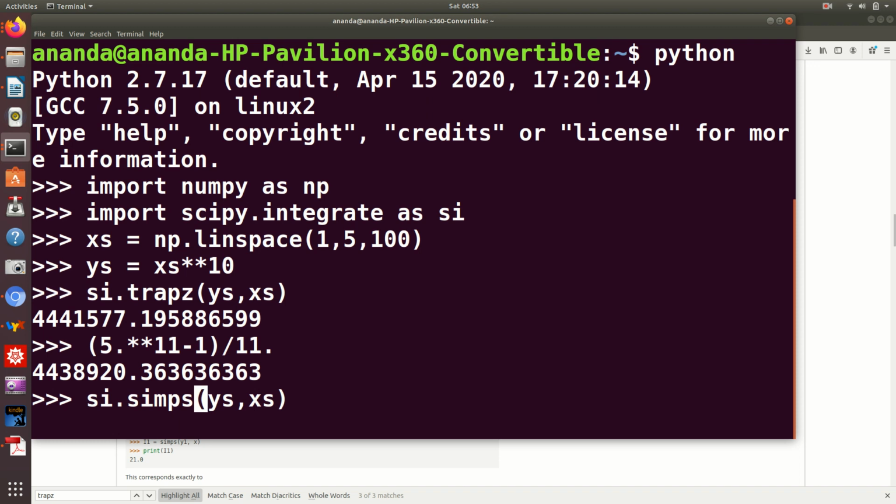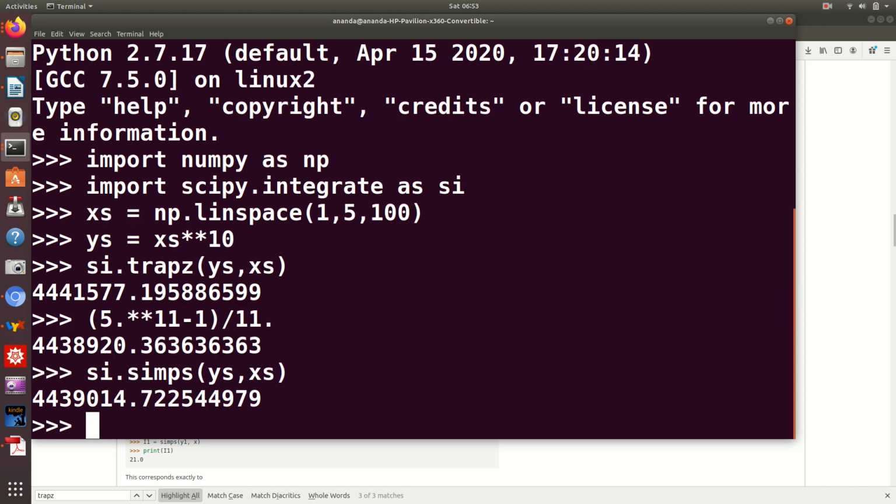So let's see what this result is. It comes out as 4439014. So this is definitely an improvement over the trapz result. The trapz result was accurate to 3 significant figures. After all, the exact value to 3 significant figures is 444 followed by a string of digits. The simps result is actually accurate to 4 significant figures. So the accuracy is less than 1 part in 1000, which is quite good.